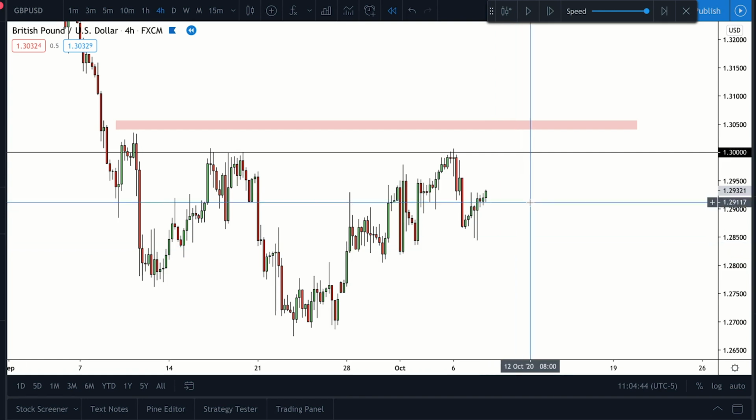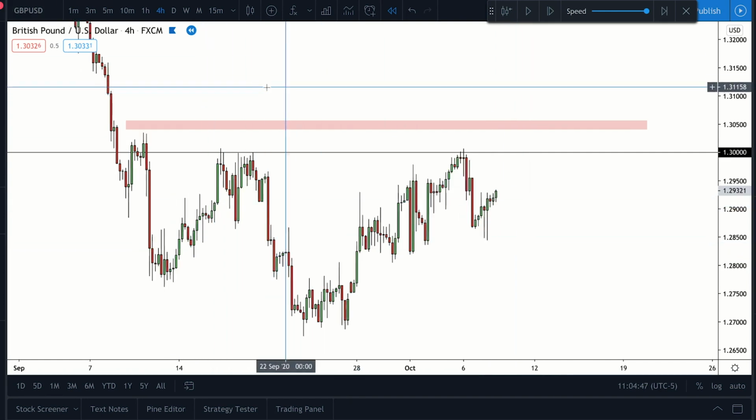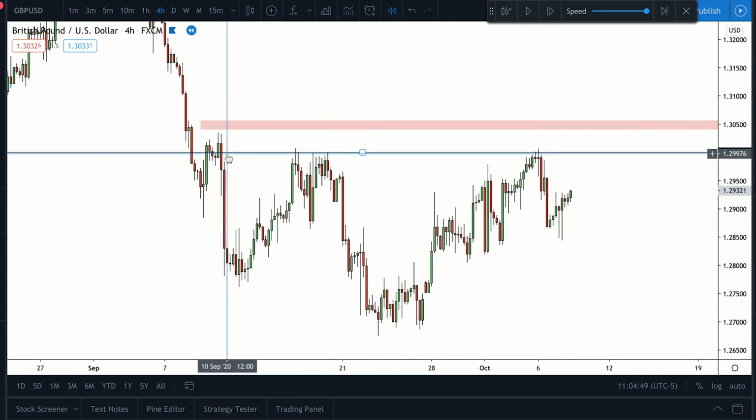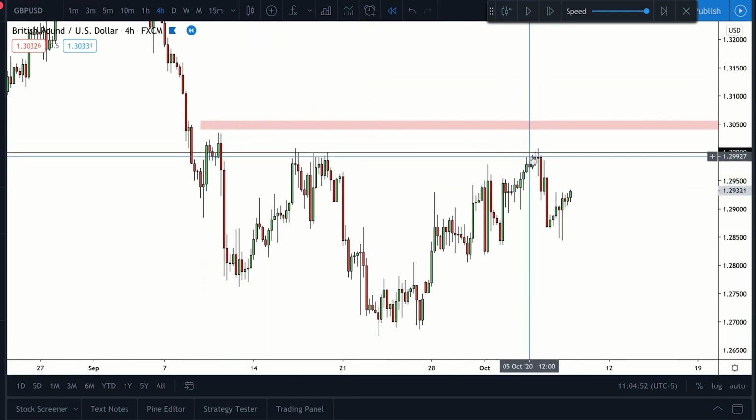So final example, GBP USD 4-hour chart. I'm going to show you something quite interesting here. This one, we have 1, 2, 3 equal highs.